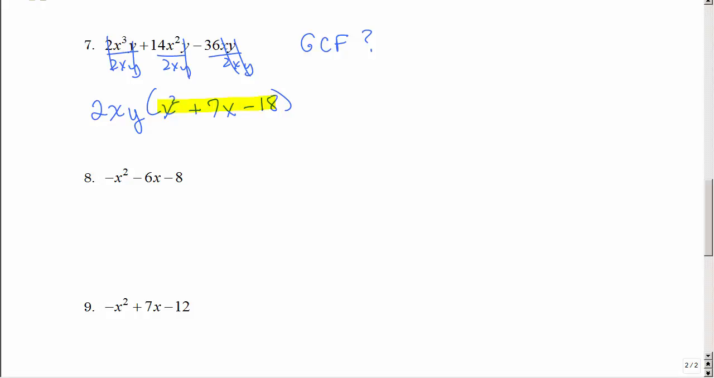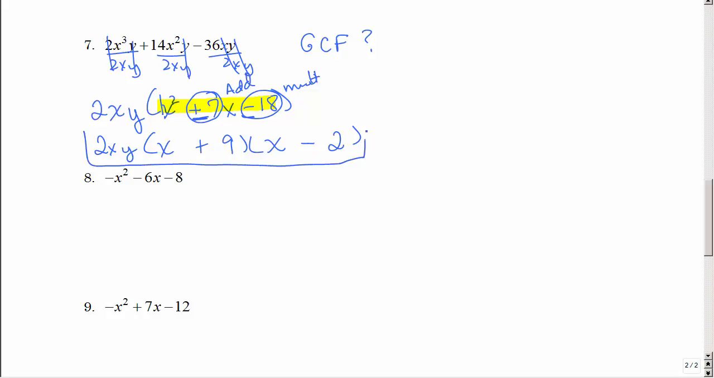Can I go further? Well, it's a trinomial with a leading coefficient of 1. Is there something that multiplies to get negative 18 but adds to get a positive 7? Are you thinking about that? Well, how about 9 times 2? And I'd have to have the 9 positive and the 2 negative to add to get a positive 7, and I have to have a plus and a minus to get a negative 18. Again, there's that two-step process, two different lines of notebook paper. If you just put down an answer, I'm counting it wrong.